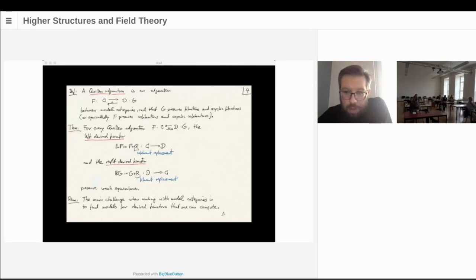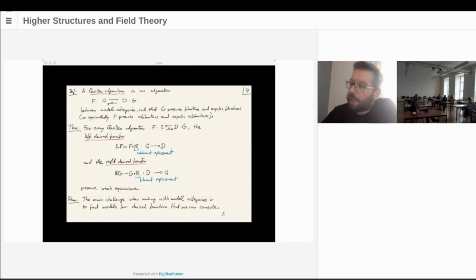So the situation where derived functors apply is for so-called Quillen adjunctions. This is what I mean by the large class of functors. You cannot derive an arbitrary functor, but you can derive functors which are good enough, in the sense that they are part of a Quillen adjunction.